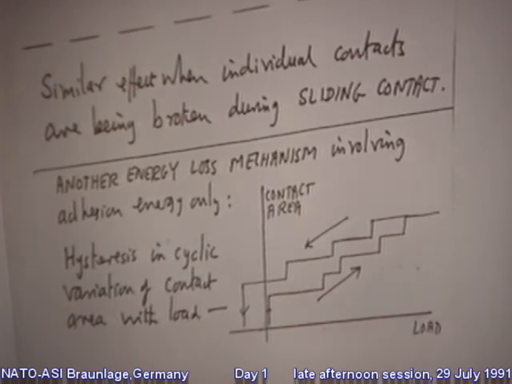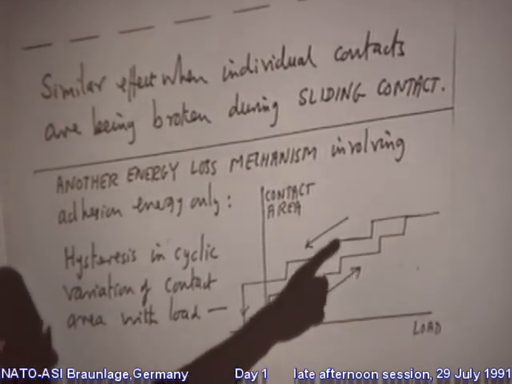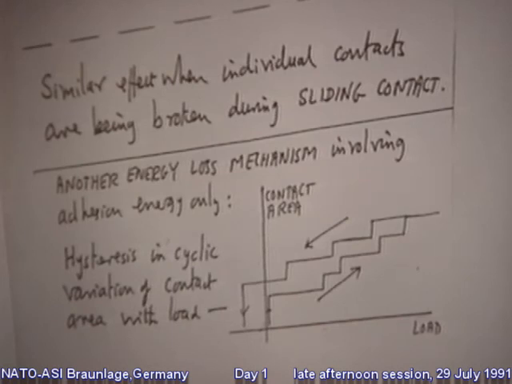You get a lot of individual increases in area. But when you come back down again, if you do a cycle and reduce the load, it won't follow the same curve, just as when you take a single sphere which is in touch with a flat surface and take it off again, you get hysteresis. So that, if you like, is another hysteresis mechanism, which may or may not be relevant.